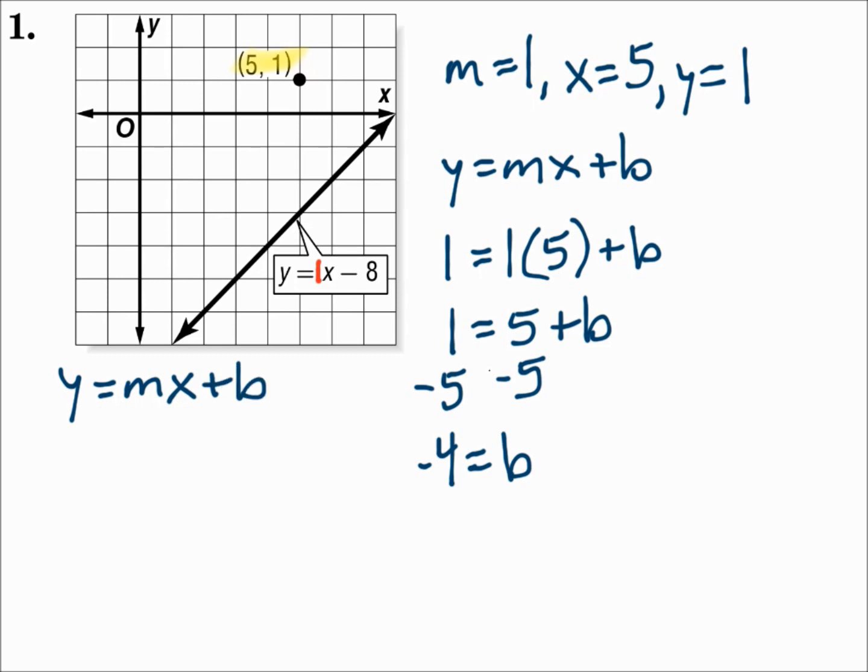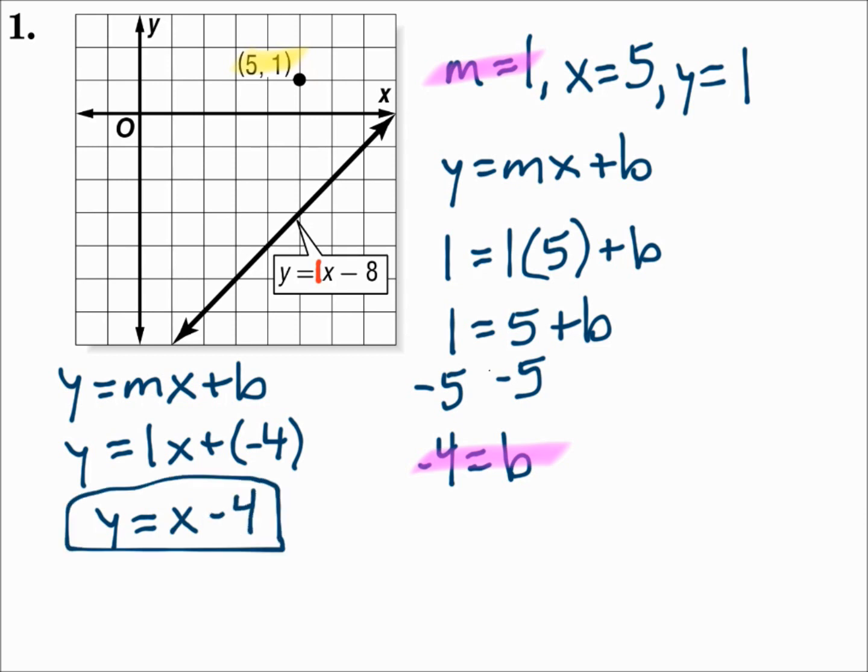Then I use the negative 4 for b and the 1 for m, and substitute in for the final answer. Y equals m is 1, x plus b is negative 4. To simplify, 1x is just x, plus negative 4 is just minus 4. Y equals x minus 4. Find the slope first. Use that slope and the x and y from your point to find b, and then substitute in for the final answer.